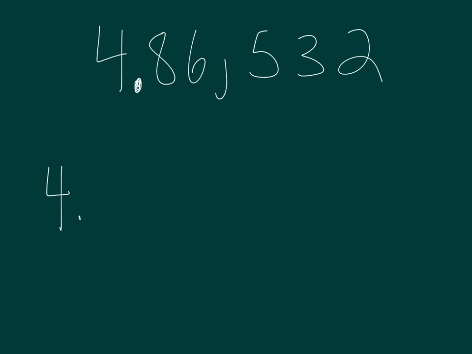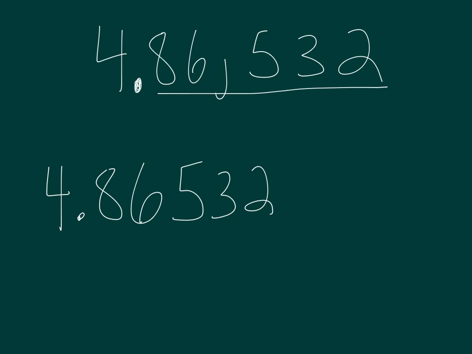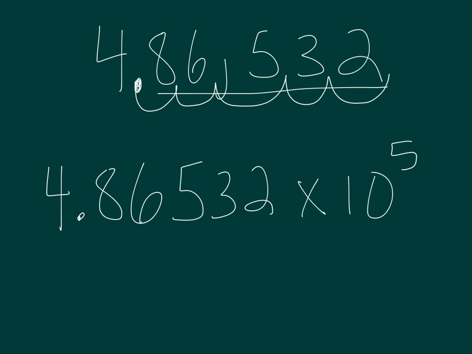I now have 4.86532. I need to include all the digits that follow the decimal point. And I want to say what that's going to be times 10 to what power. Now I need to see how many times I move the decimal point. 1, 2, 3, 4, 5. I moved it 5 place values, so this is times 10 to the 5th.